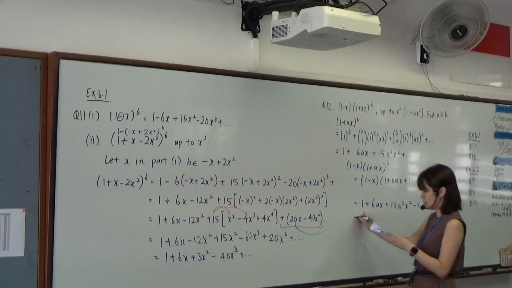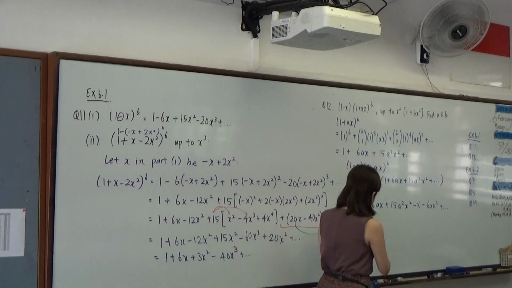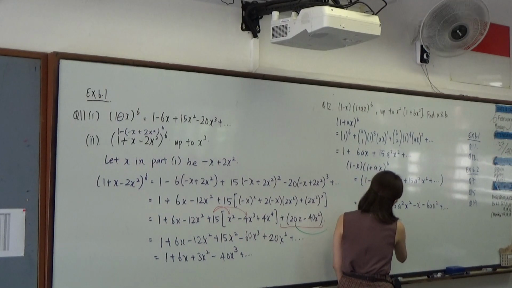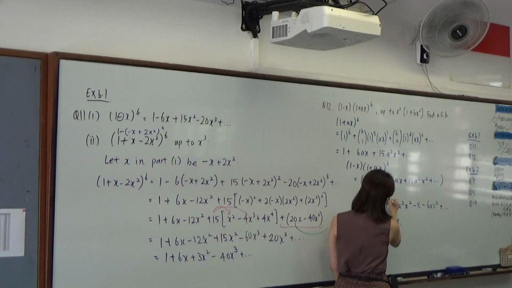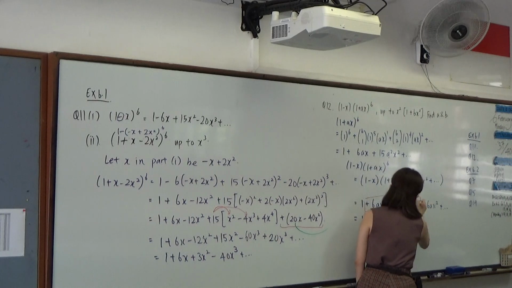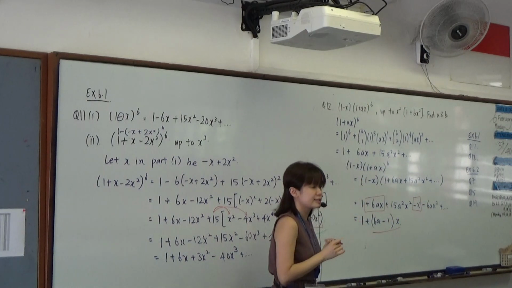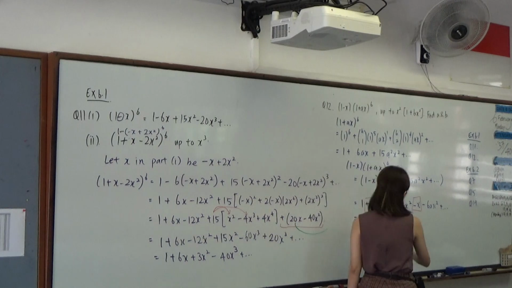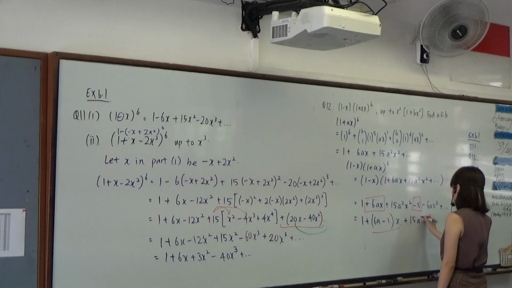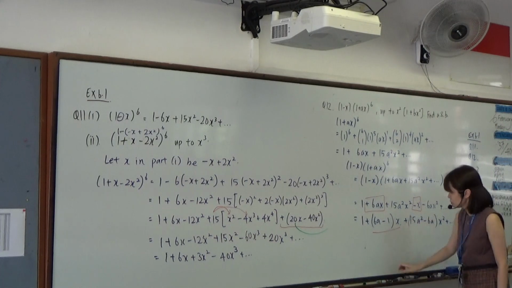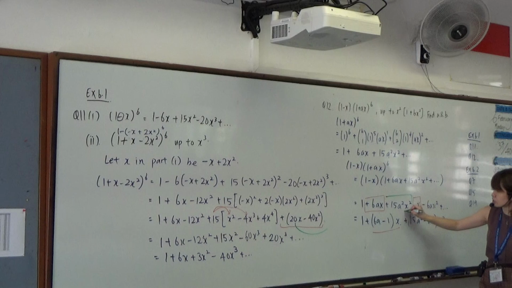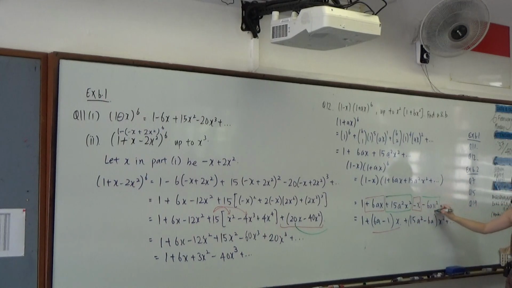Okay. Then we go about simplifying all the like terms. That means the terms with the x. Factorize out the x, I write it in this manner. I do the same for the x squared term.